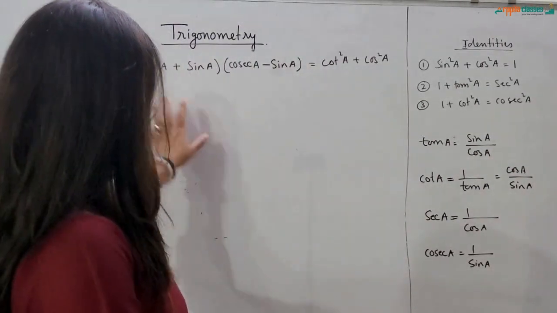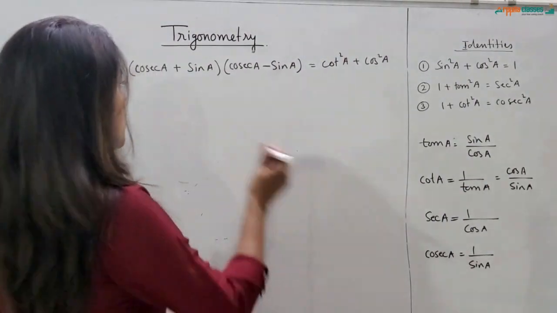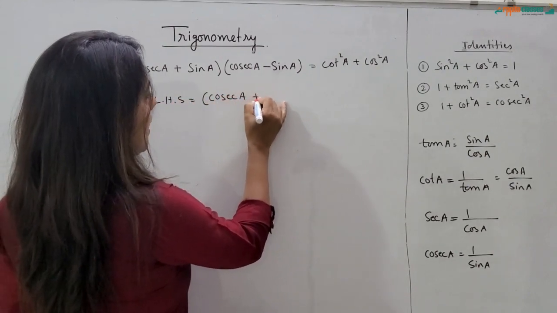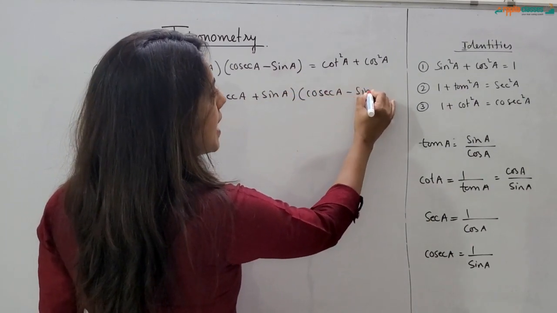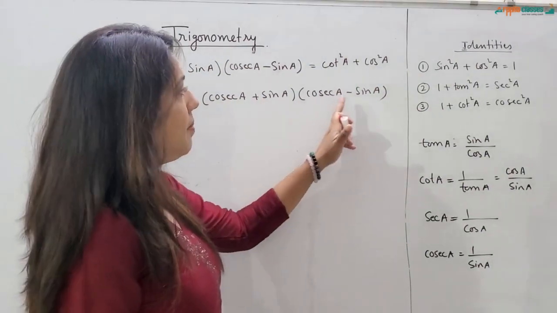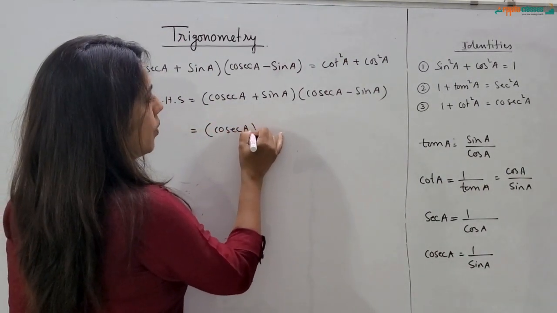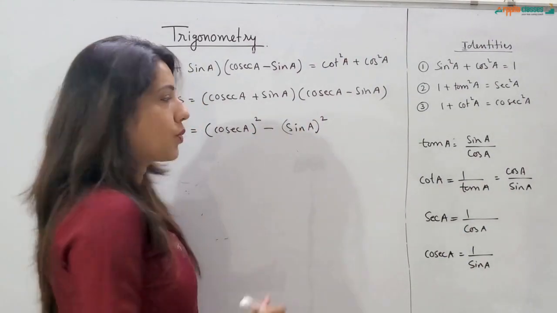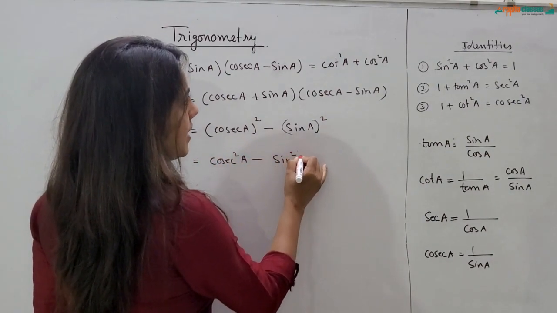Next question is, cosec A plus sin A into cosec A minus sin A is equal to cot square A plus cos square A. So let us take the left hand side, it is cosec A plus sin A into cosec A minus sin A. So you can see this is in the form of a plus b into a minus b. So here I can write it is cosec A the whole square minus sin A the whole square, a square minus b square. So this will give me cosec square A minus sin square A.